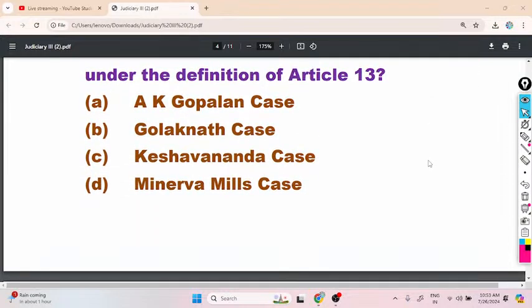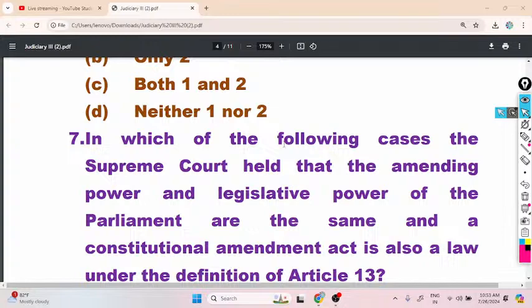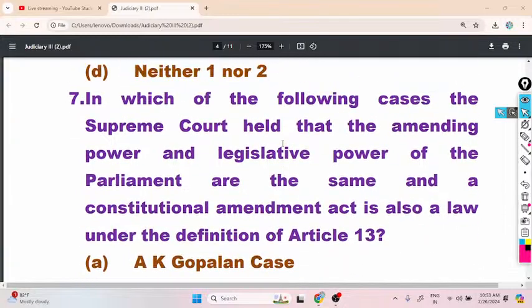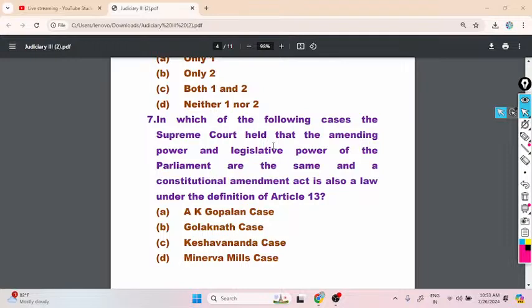So here the Golaknath case is very important. Golaknath case 1967, that is related to constitutionality, constitutional law, and other laws are same in this regard. 1967. So question number 7, answer is B.